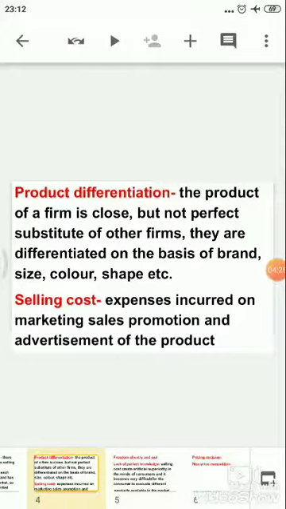The products are close substitutes of each other. And selling cost, I told you all, is the expense which is incurred by the firms on marketing, sales, promotion and advertisement of the product. So there exists selling cost in case of an imperfect or monopolistic competition. But if you remember, in perfect competition, we do not have any selling cost. Right?